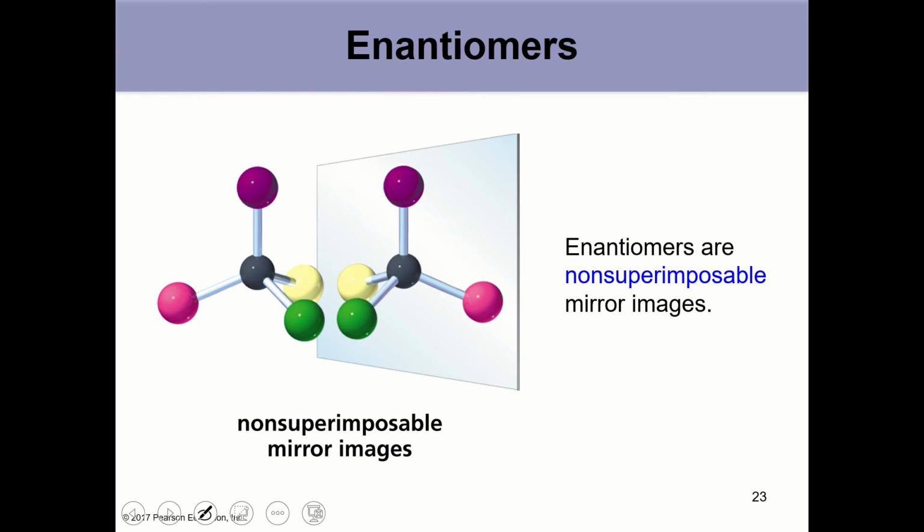Okay, enantiomers. Non-superimposable mirror images. So they are chiral, which means they must have an asymmetric center, because we already saw that the definition of chiral is to have non-superimposable mirror images. And we also said that a molecule that is chiral has an asymmetric center. So enantiomers are chiral and they have an asymmetric center.